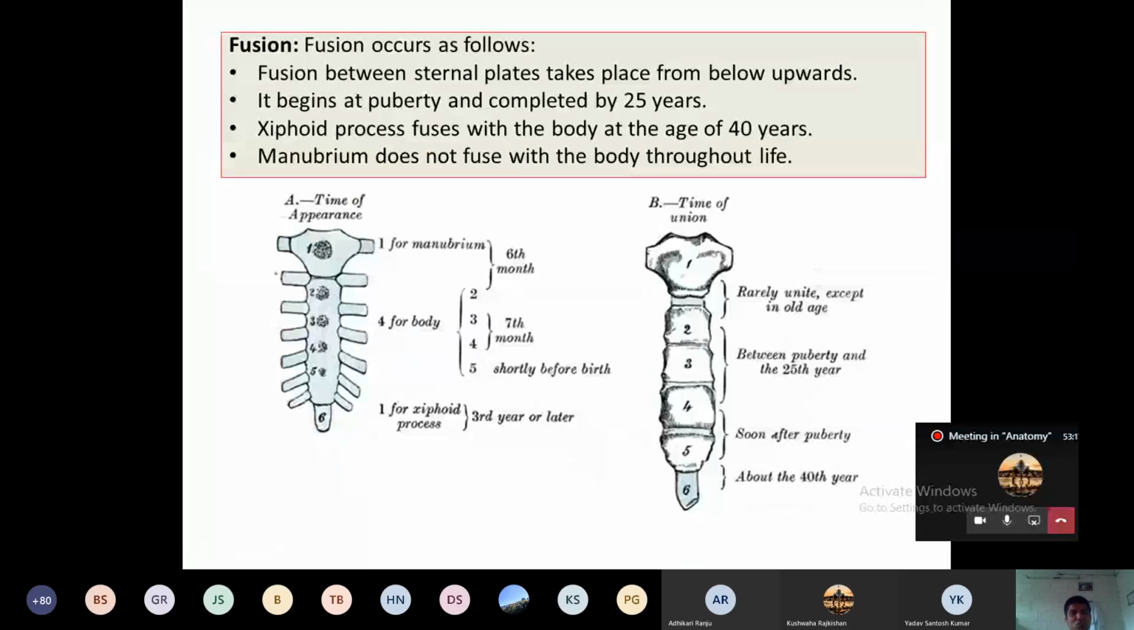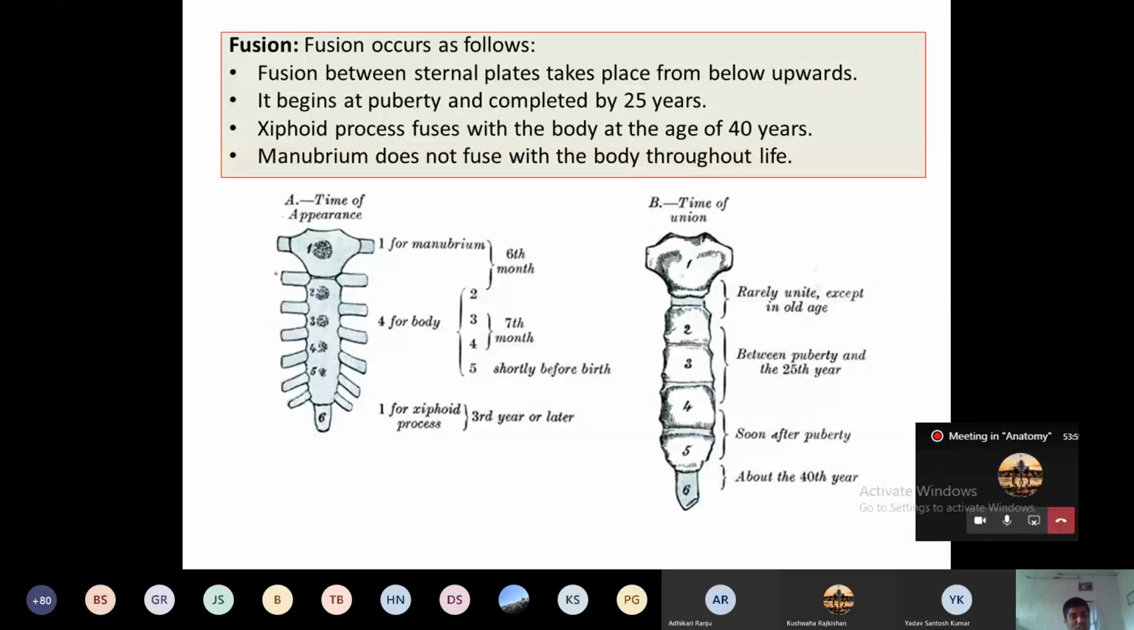And now see, the fusion should occur. If there is no fusion of these ossification centers, then while doing an X-ray you will be confused and say there are many fractures in the sternum, because there is no fusion. So the different sternebrae are fused now. The two plates are fused now to form the single sternum. Fusion between the sternal plates takes place from below upward. See, the fusion is taking place from below upward. Centers are appearing from above downward in sequence. It begins at puberty and is completed by 25 years. The fusion of all the parts is completed by 25 years.